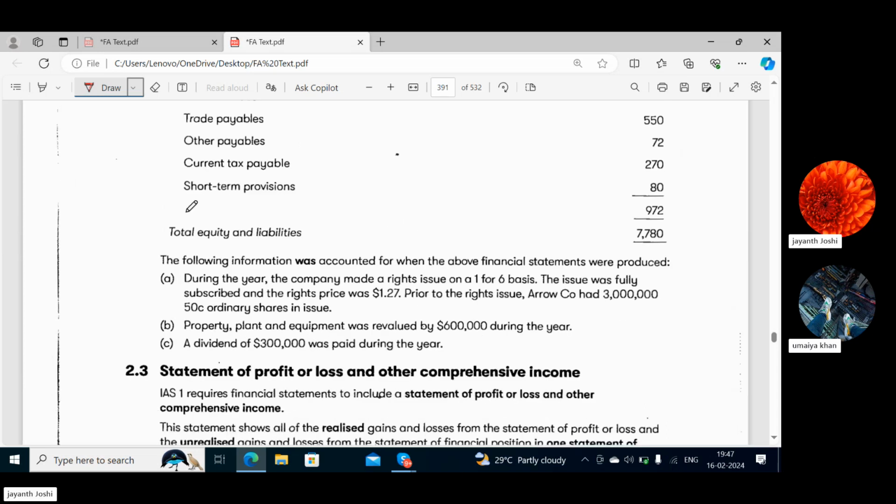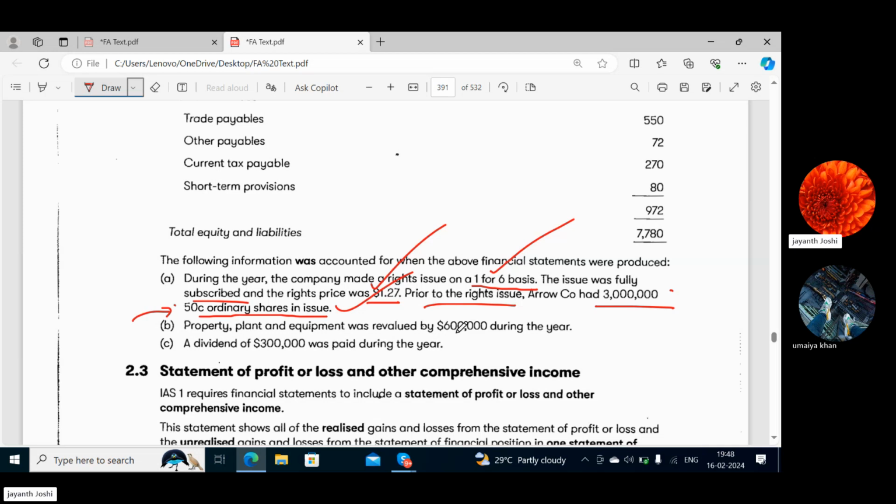Now, see, we know what both of these are. The following information was accounted for when the financial statements were produced. During the year, the company made a rights issue on a 1-for-6 basis. What is 1-for-6? For every 6 shares, one share will be given as a rights issue. That means they will give one extra share to the existing shareholders. The criterion is that the existing shareholder should be holding 6 shares. So for every 6 shares, one extra share is given. The issue was fully subscribed and the rights issue price was $1.27. Prior to the rights issue, Arrow company had 30 lakh ordinary shares in issue, each share of 50 cents.